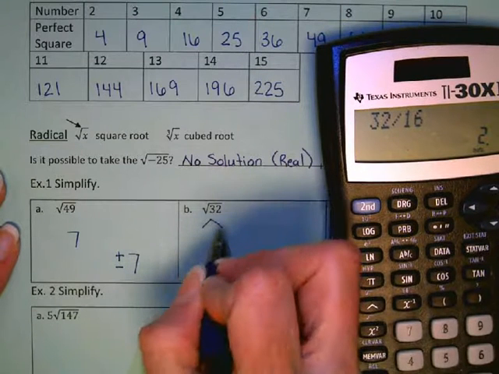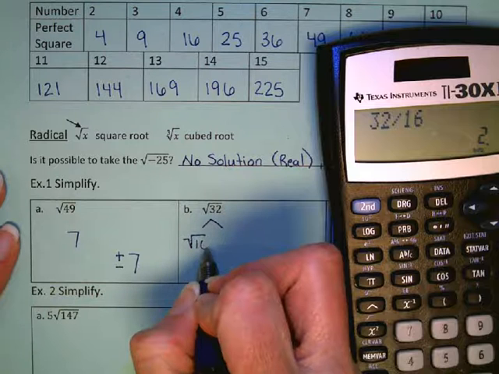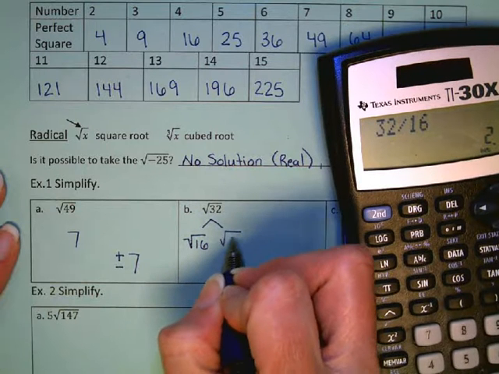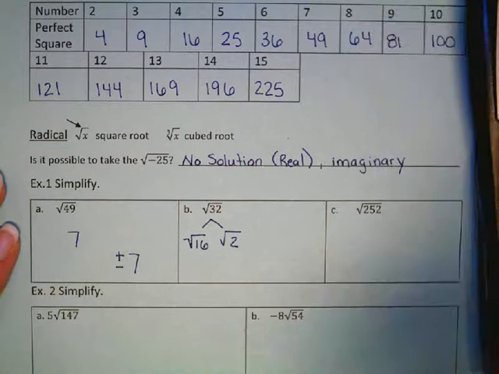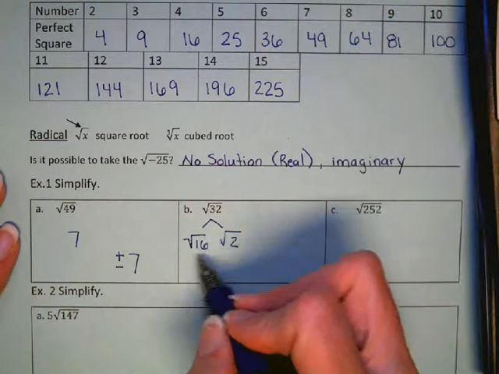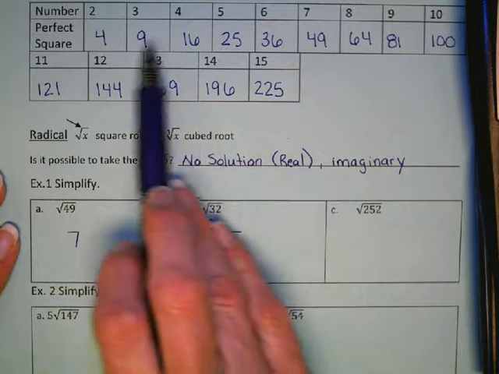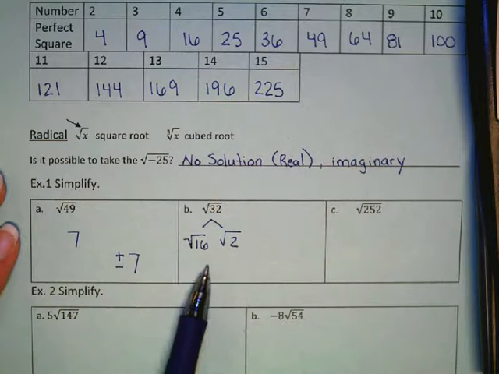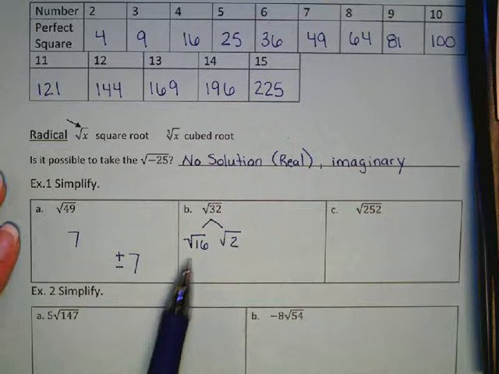The square root of 16 goes on the left, square root of 2 goes on the right. The 16 is the perfect square, so whatever number from this list up here in blue that you write down, that's the number that goes on the left because that's the number you can square root.